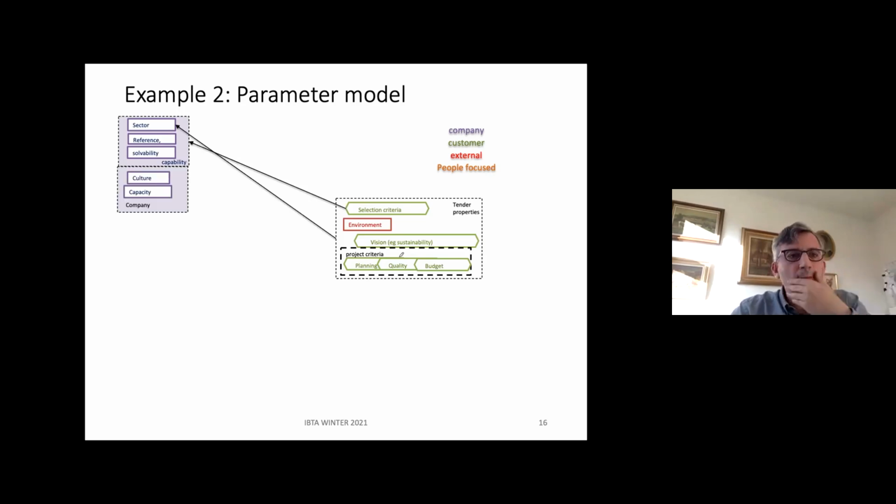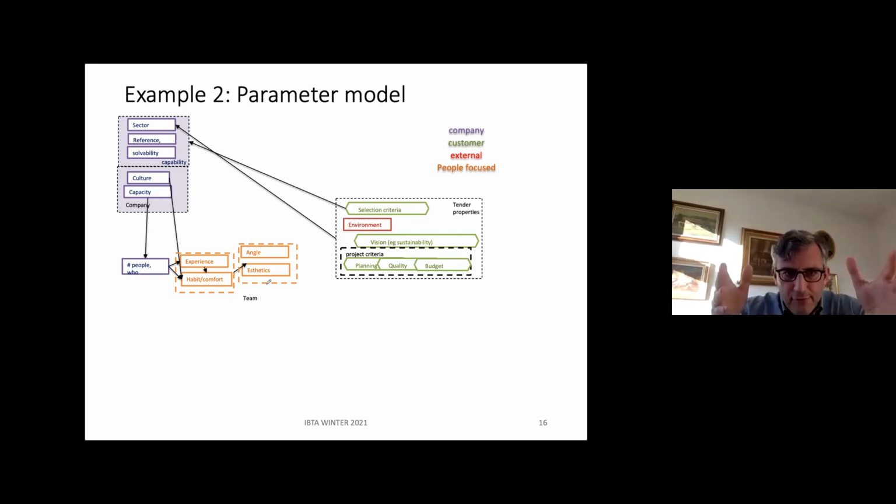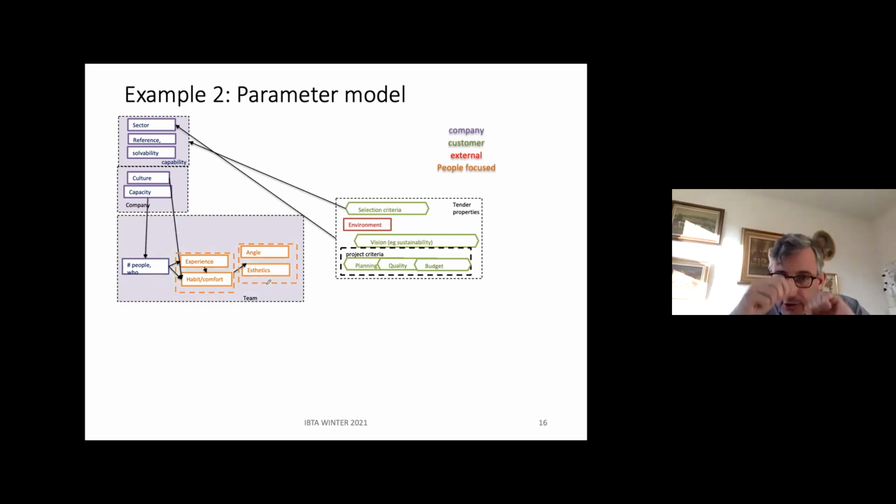So the next thing this company does is they have a specific culture and they have a capacity of people. So they select a number of people. And these people have some experience, but the culture also has a specific habit, comfort. And together with this experience and comfort, you could talk about the way they look at stuff and how they look at aesthetics, which is typical architects. They start drawing immediately. They can't resist.